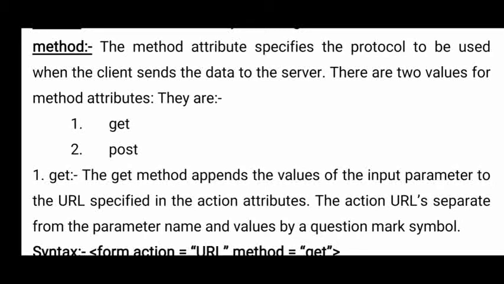What is the use of the method attribute? When the user clicks on the submit button, the method attribute decides how that data should be submitted. Action means what? Where. Method means what? How. How data should be submitted. How many possible values are there for this method? There are two values. One is get and the second one is post.